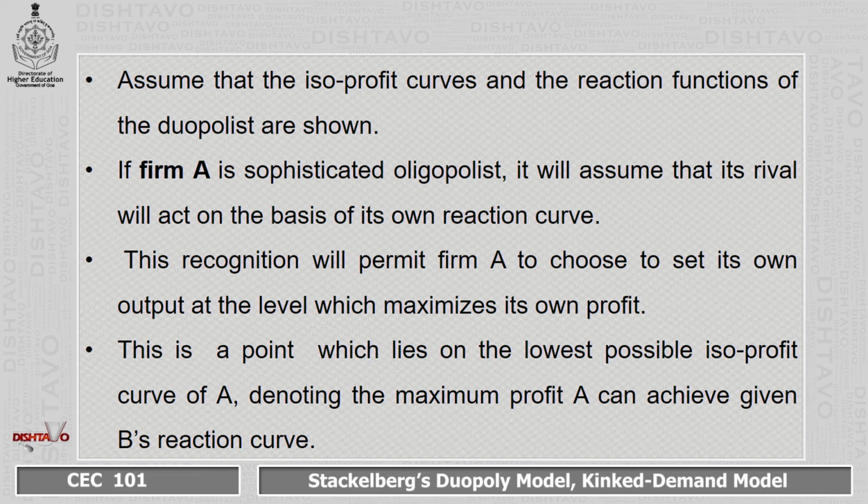Assume that the isoprofit curves and the reaction functions of the duopolists are shown in the diagram. If firm A is a sophisticated oligopolist, it will assume that its rival will act on the basis of its own reaction curve. This recognition will permit firm A to set its own output at the level which maximizes its own profit. This is a point which lies on the lowest possible isoprofit curve of A, denoting the maximum profit A can achieve given B's reaction curve.